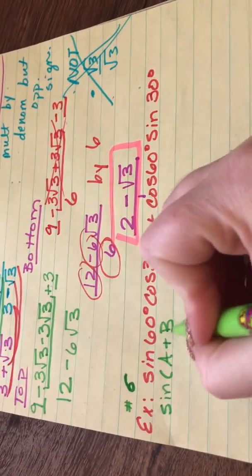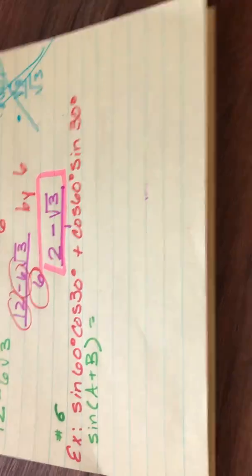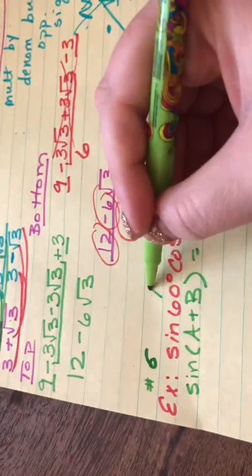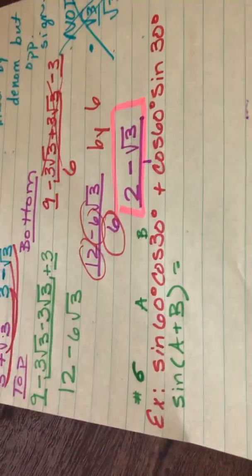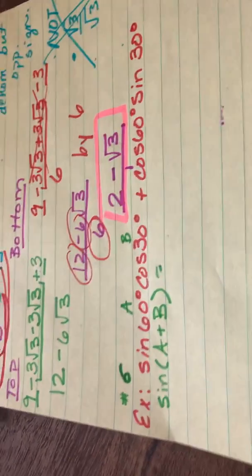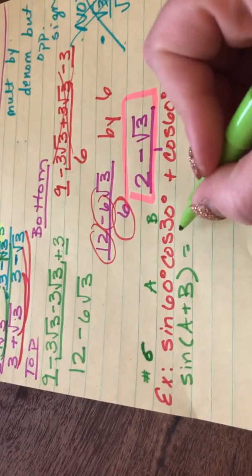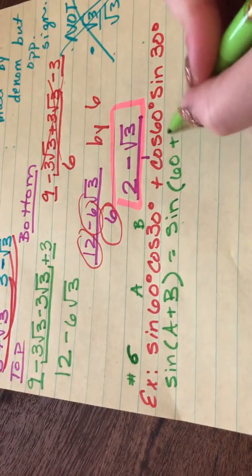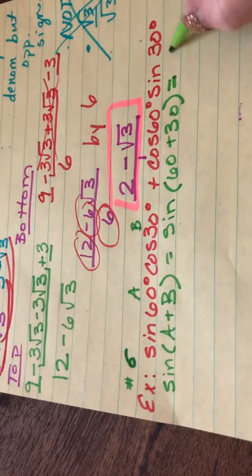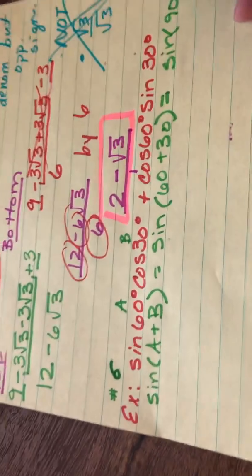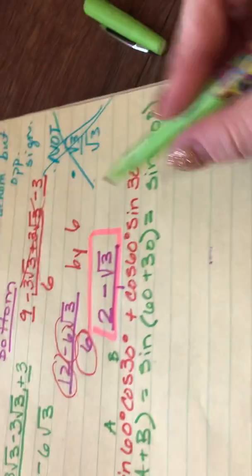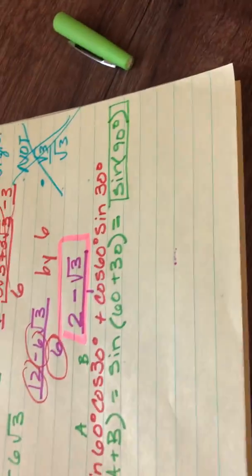So the first part of this problem said, write the expression as the sine, cosine, or tangent of an angle. So here, A is 60 and B is 30. So all they want us to do is write sine and then plug those in: 60 plus 30, which is just sine of 90. So that's what you would first type in your homework.